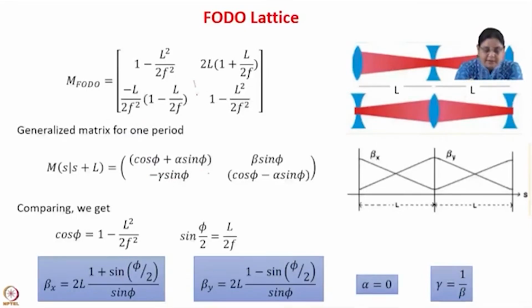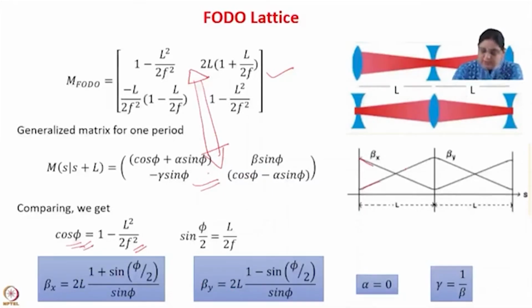We can compare these two transfer matrices. This is from calculation, and this we know is the generalized transfer matrix. From here we can find out the values of the beta function and the phase advance. Comparing them, we get cos phi equal to 1 minus L squared by 2f squared. So you can find out the phase advance from here, and beta x and beta y can also be found out from here. Beta x is the beta function in x and beta y is the beta function in y for this type of system.